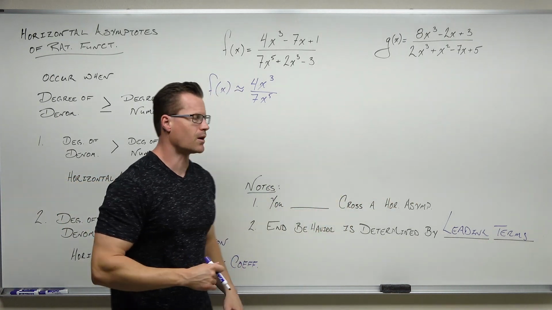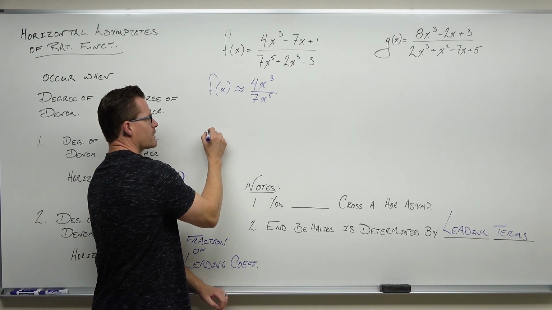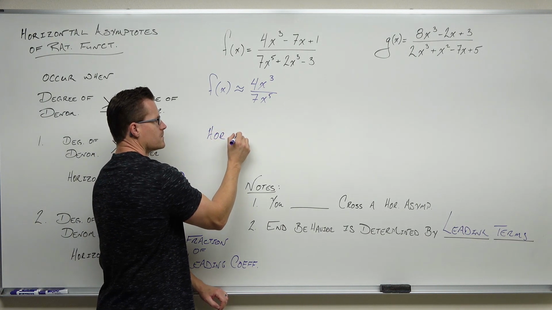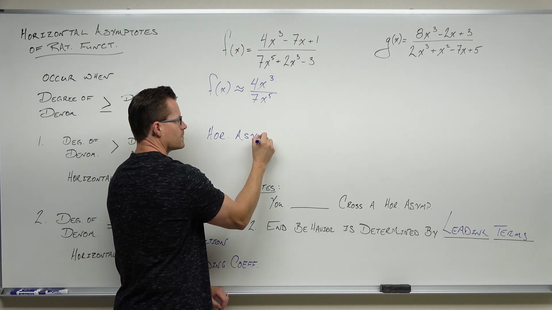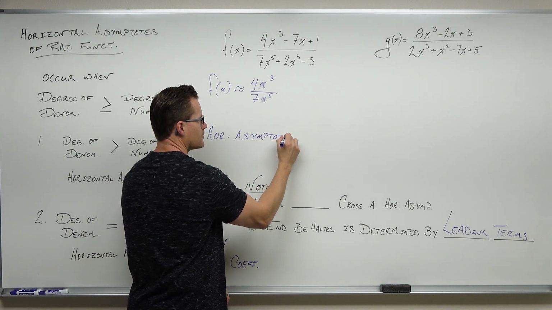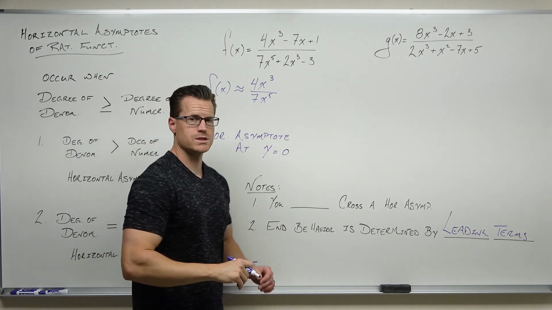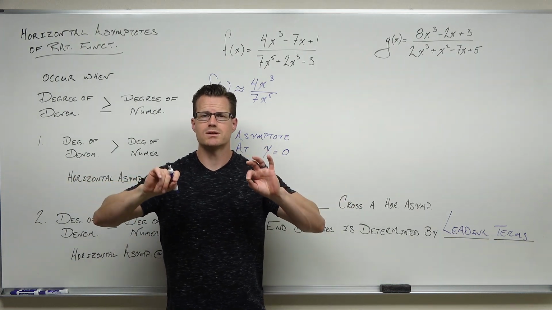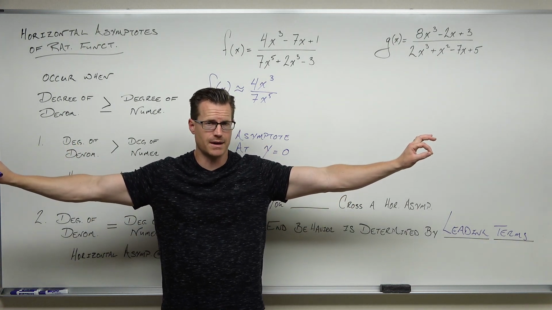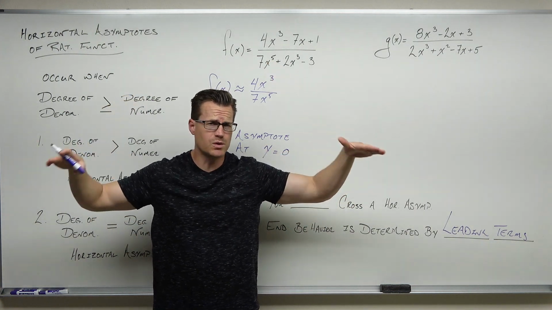So we're going to identify that right now. We're going to say, all right, there is a horizontal asymptote at y equals 0 on both sides. So as we get to positive infinity and negative infinity on the x-axis, this graph is going to approach the x-axis.